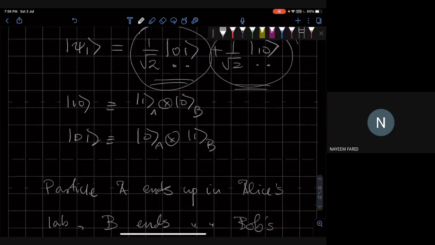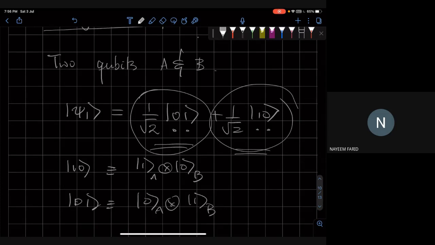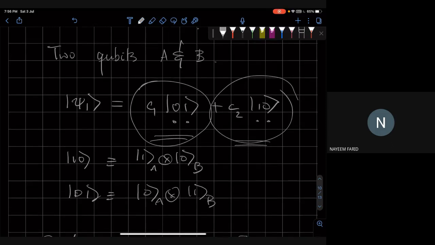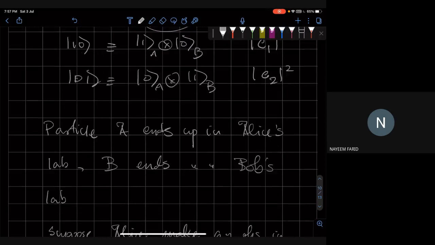So, for example, if this was some other constant, say C1, C2, then if Alice makes an observation, the chance that Alice gets 0 is C1 squared, and the chance that Alice gets 1 is C2 squared. So it just changes the probability. But of course, Alice will get either 0 or 1.